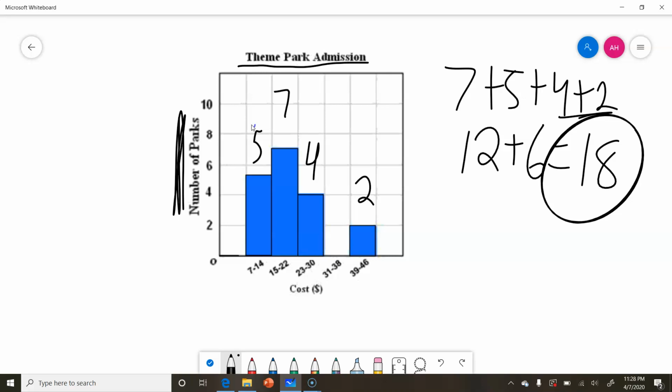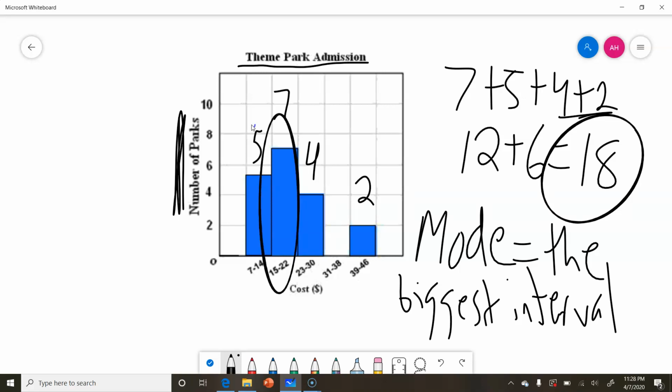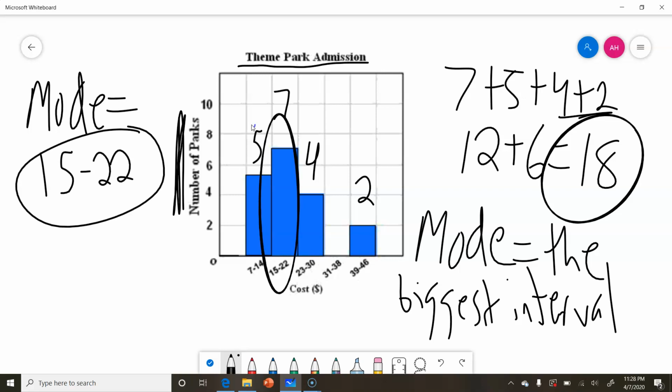Now, when we talk about mode for these things, the mode is the biggest interval, the tallest. So which one is the tallest in this problem? Well, that's pretty easy. It's this guy right here, right? It's 15 to 22. So the mode in this problem equals 15 to 22. That's how you write the answer, okay? The mode is always the tallest. Okay, so I'm gonna write that again. Mode equals tallest. Okay, if you need to pause it, go ahead and pause it because I'm gonna keep going.